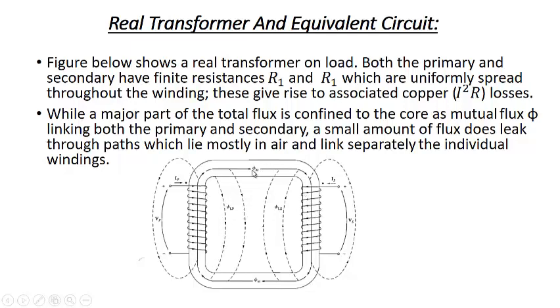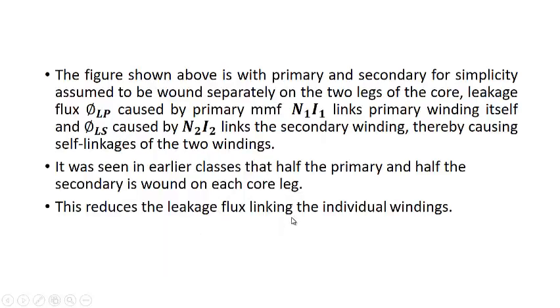On the reaction of this flux, the secondary will try to produce flux in the upward direction, but that flux will also have some leakage flux, phi ls. That means it will produce the actual flux, let's say phi s, and that phi s will be divided into two parts, that is phi m and phi ls. By taking these two equations into mind, we will do the analysis for this case.